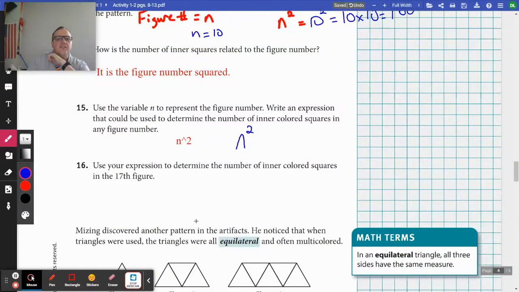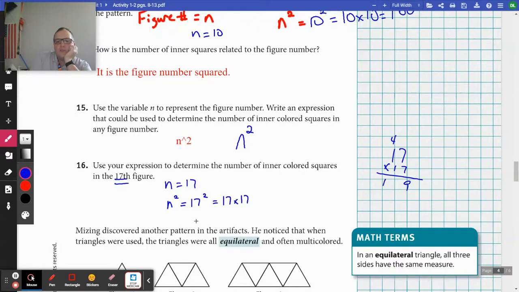Use your expression to determine the 17th figure. So n is 17. n squared is what we're doing. So that is 17 squared, which is the same as 17 times 17. 7 times 9 is 63, carry the 6... that's 119, and then 1, 7, that's 2, 8, 9. That would be 289.